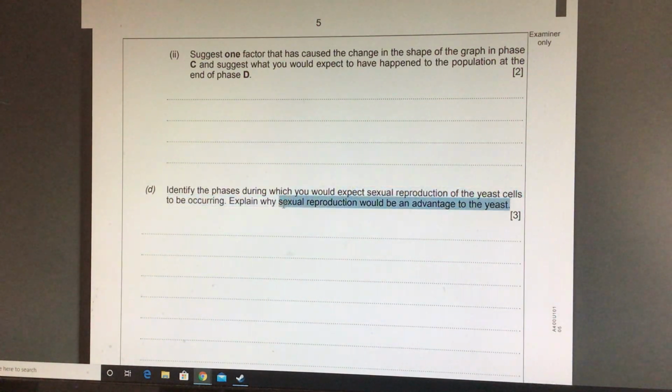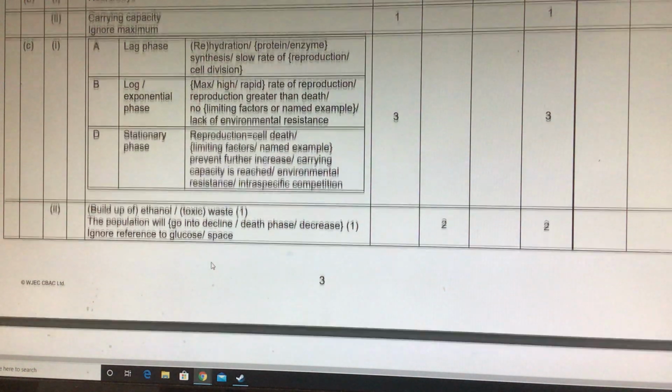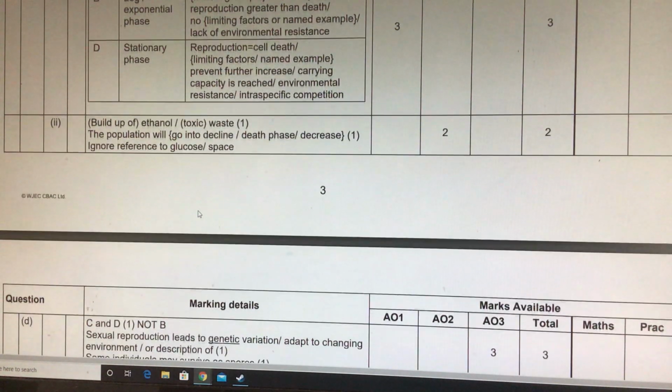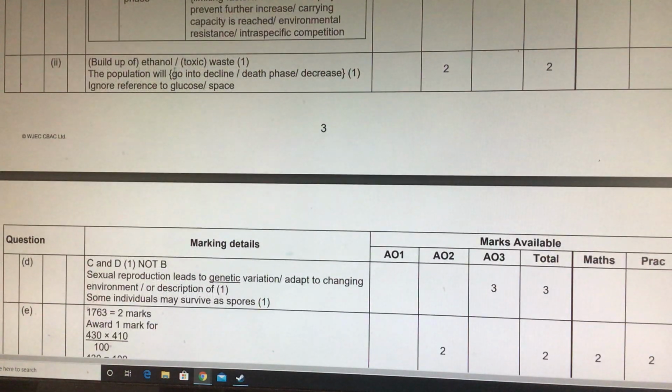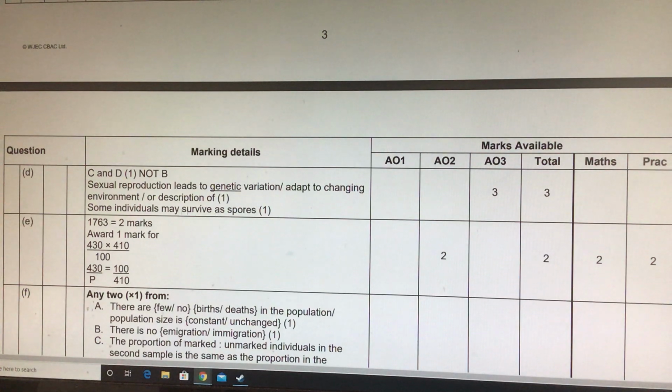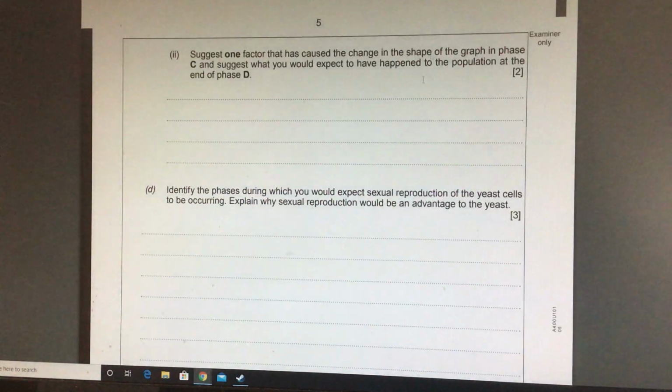So first thing I'm expecting to see there is the genetic variation. And also, if yeast produces spores, these ones are drought resistant, so that's helping with the spread of yeast further on. Hold on a second, that was the toxic waste and ethanol one. Here you go: genetic variation and the survival of spores in dry conditions, so that wind could basically blow them everywhere and anywhere.